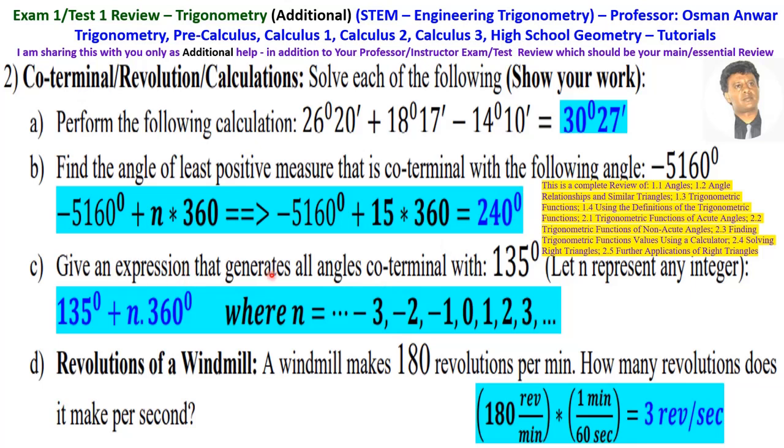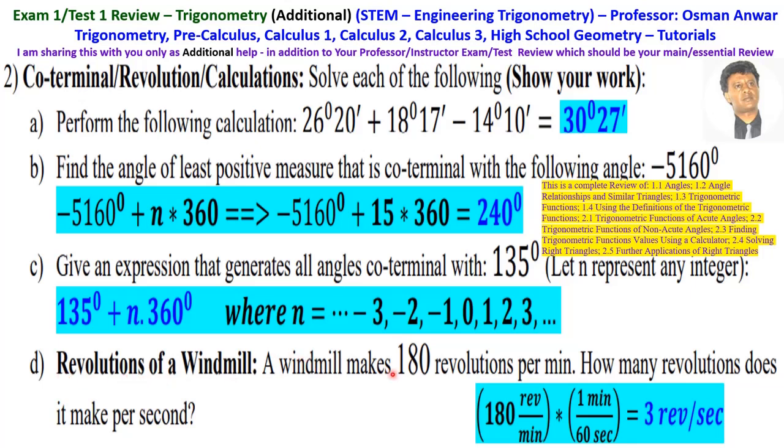Give an expression that generates all angles coterminal to 135 degrees. So 135 degrees, if you add 360 or subtract 360 as many times as you like, then those are the coterminals. So then it is 135 degrees plus n times 360, where n is any number from negative infinity to infinity.